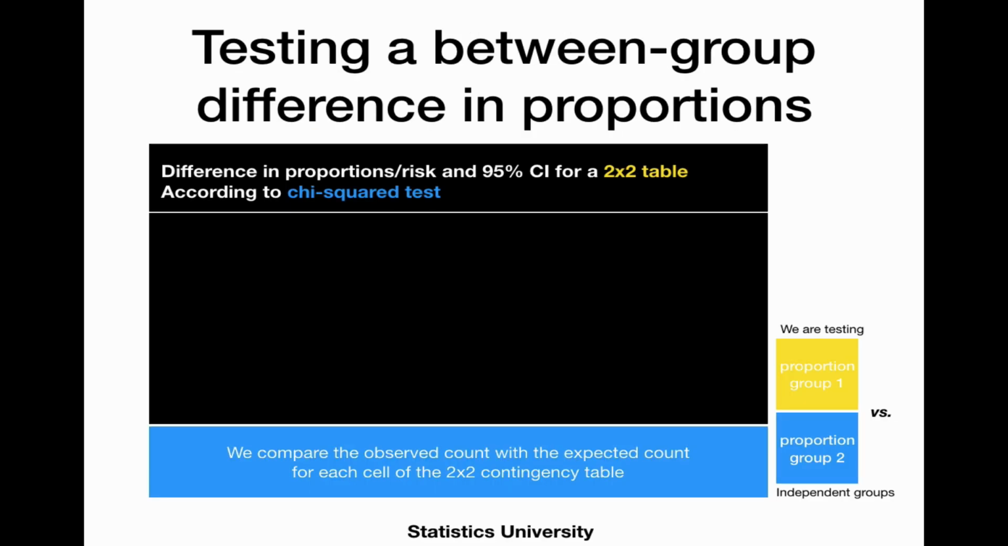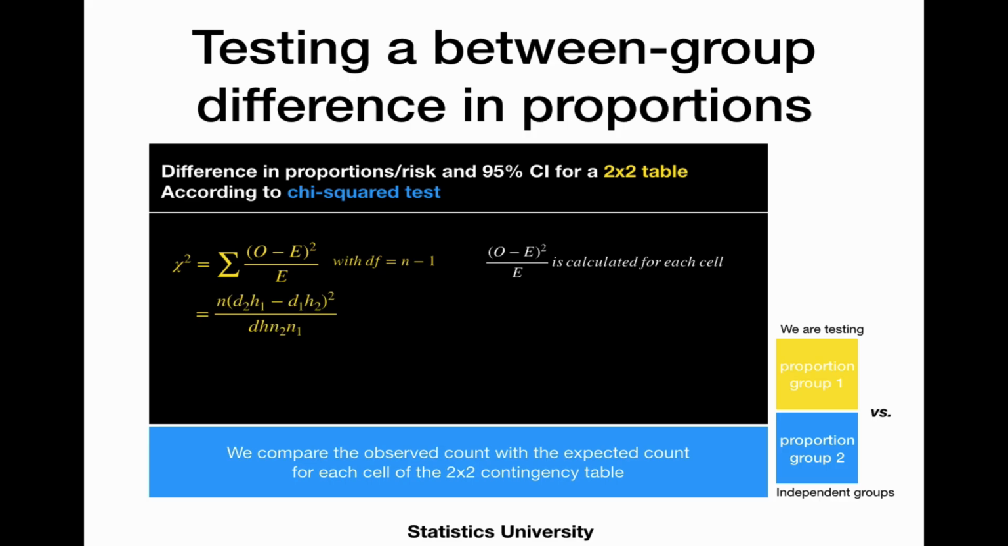To get the chi-square test statistic value, we first focus on each cell. And in each cell, we determine this term, where we subtract the expected value from the observed value and take the square of it and divide it over the expected value. And after that, we take the sum of all these cells' values to get the chi-square test statistic. And this is distributed with n-1 degrees of freedom.